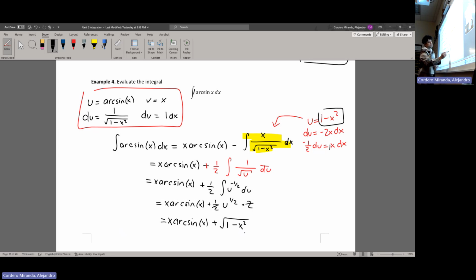What? Where did the square root come from? That's from the 1/2 here. I could have just said 1 minus x squared to the 1/2. But that's the same thing as this. And then plus my c, and I won. And we did it.